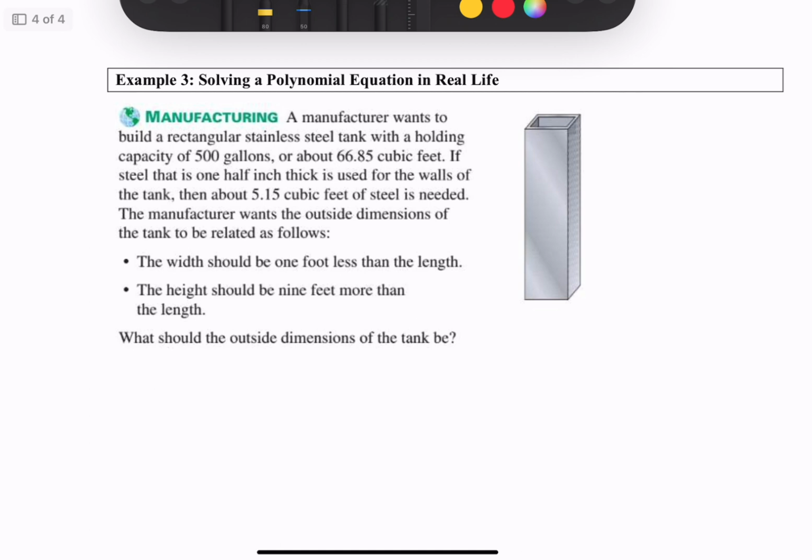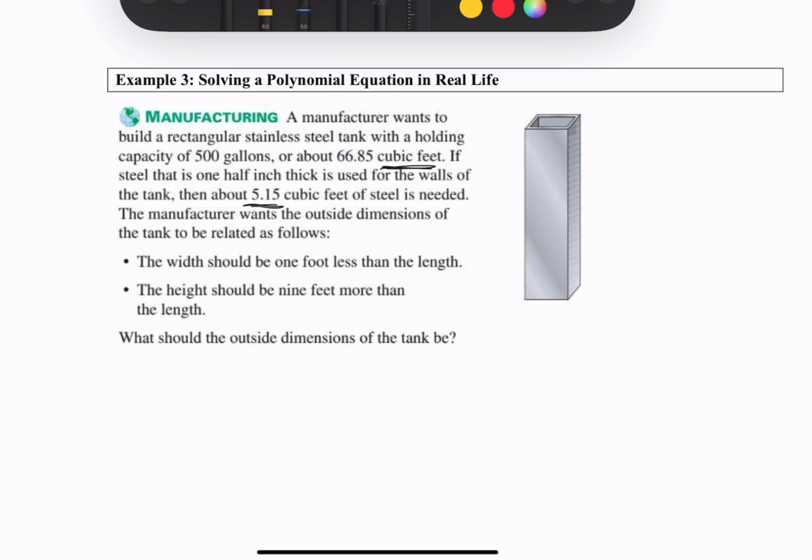Moving on to example 3. A manufacturer wants to build a rectangular stainless steel tank with a holding capacity of 500 gallons, or about 66.85 cubic feet. If steel that is 1/2 inch thick is used for the walls of the tank, then about 5.15 cubic feet of steel is needed.